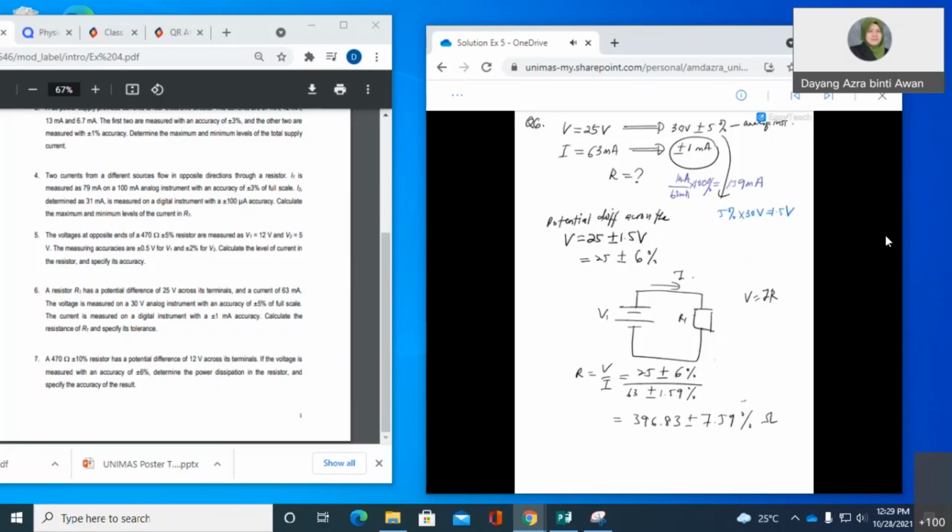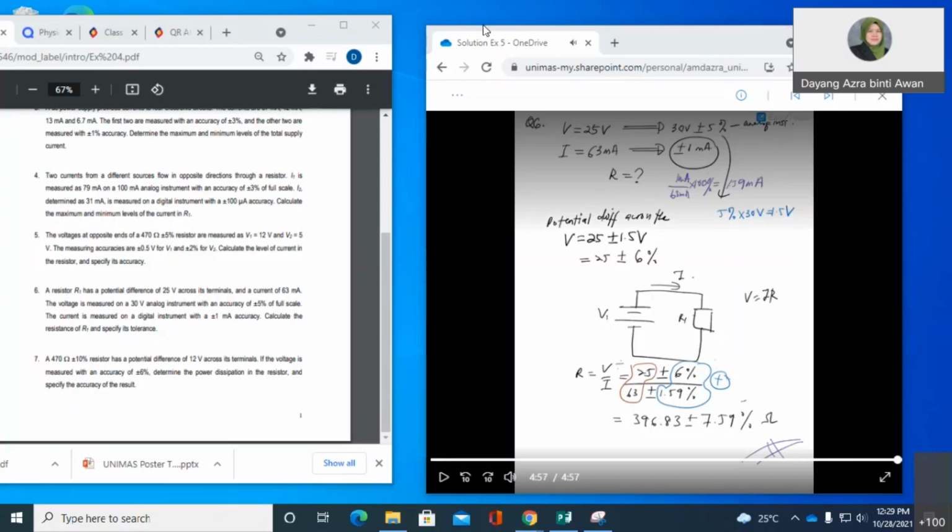So you don't need to find the maximum and also the minimum of the resistor. So this one you add up, and this one you divide. Okay, so this is your final answer. Yeah, so that one is a direct question where you use V equals IR.